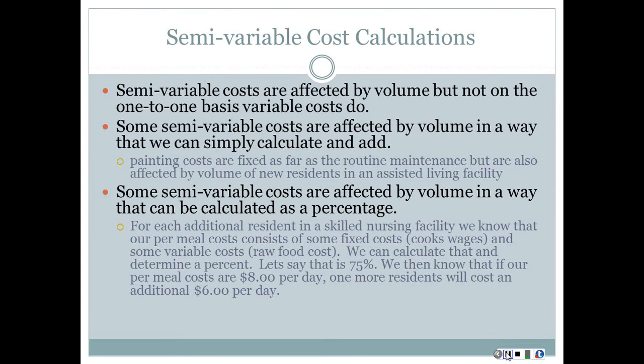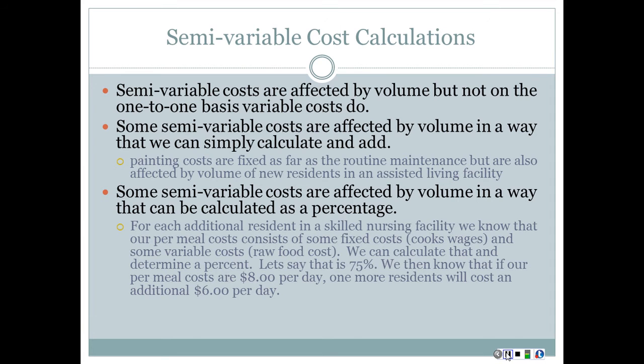So what we did is we took our routine costs of painting, and then we took our cost per apartment and multiplied that times the number of new residents we estimated we would be getting moving in over the next year. We added those together to come up with our semi-variable costs of painting for the year, for the budget.